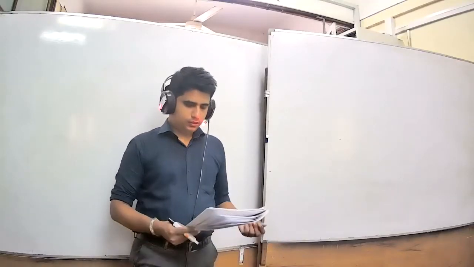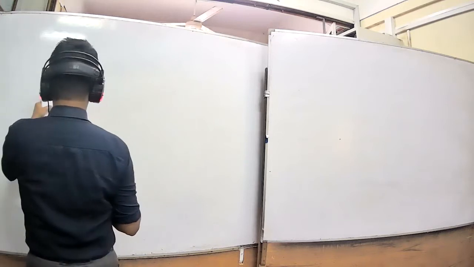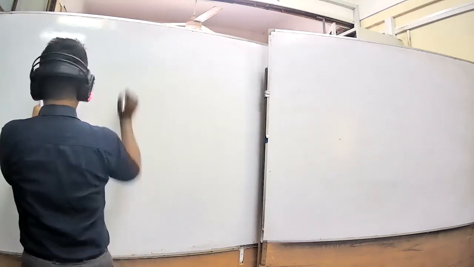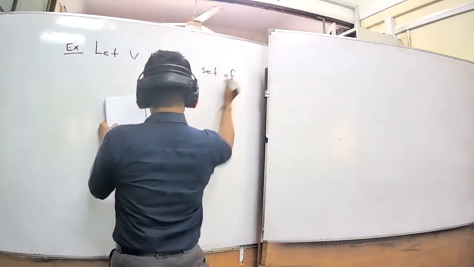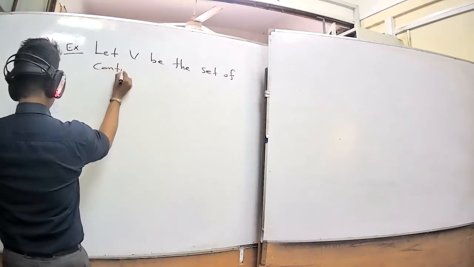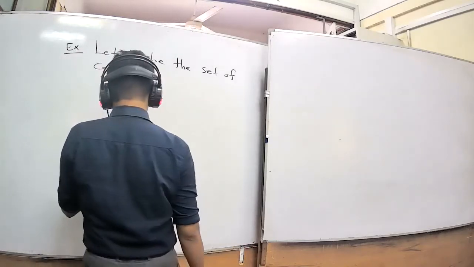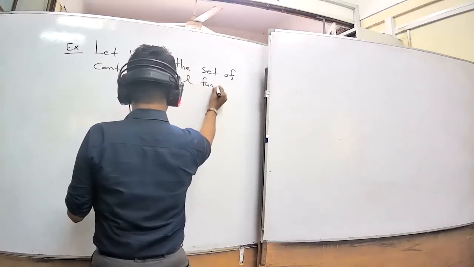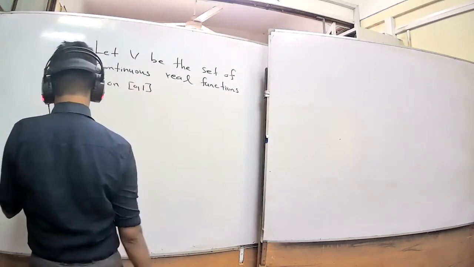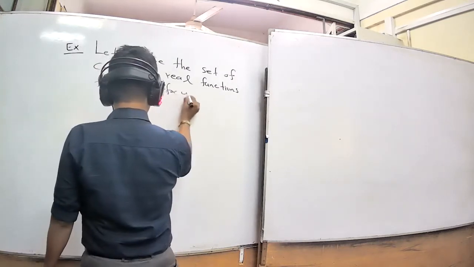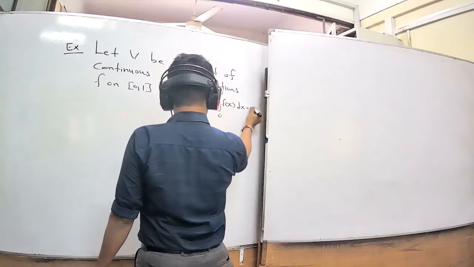Okay, now we will do this problem. Let V be the set of continuous real functions. Let W be the set of continuous real functions f on [0, 1] for which the integral from 0 to 1 of f(x) dx equals 0.